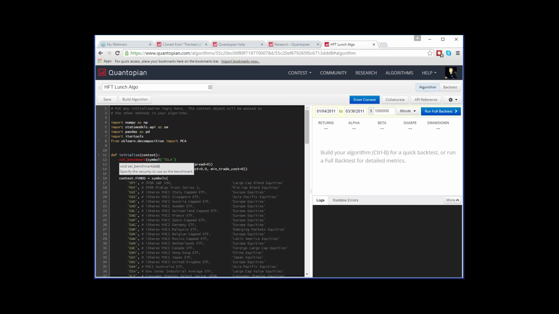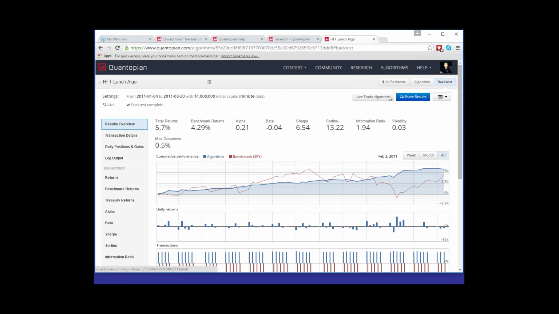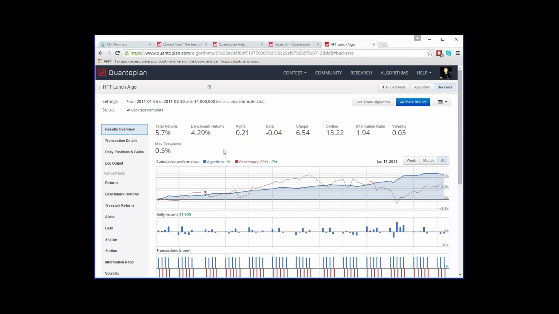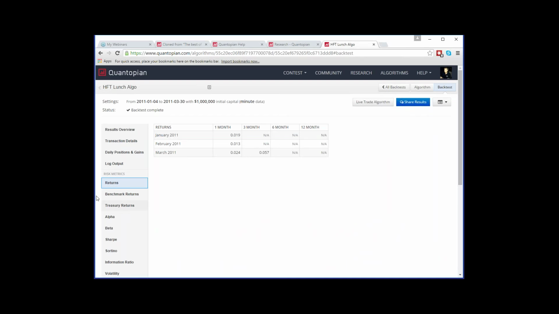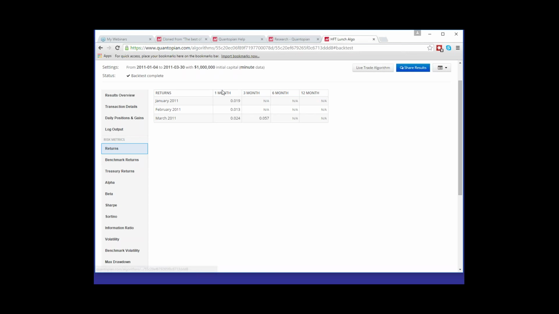So the benchmark itself is configurable, and then you can run a backtest here, and your new benchmark will be whatever you've put in there. And then the rest of these are just your risk metrics. They're all cumulative across the entire backtest. And you can also break it down by month: 1 month, 3 months, 6 months, 12 months. And we've got the benchmark, treasury, volatility, and several metrics on this time series.